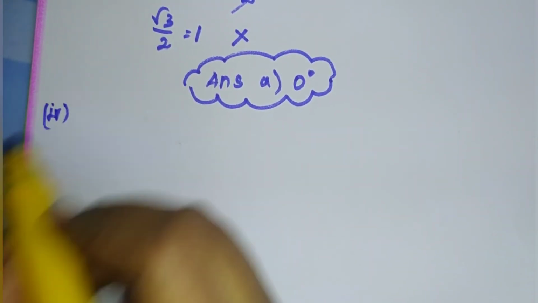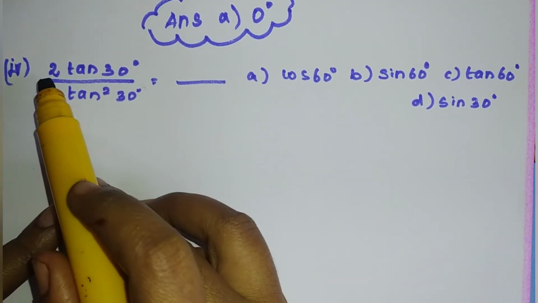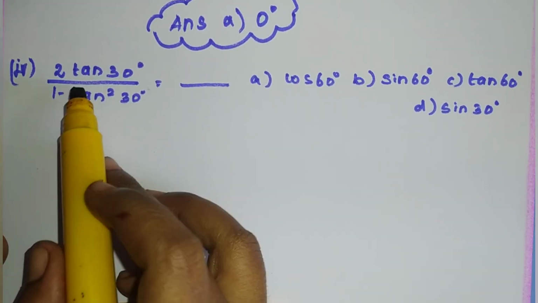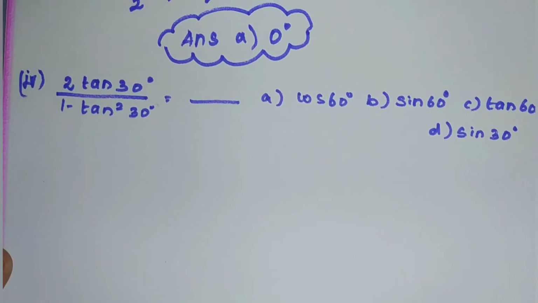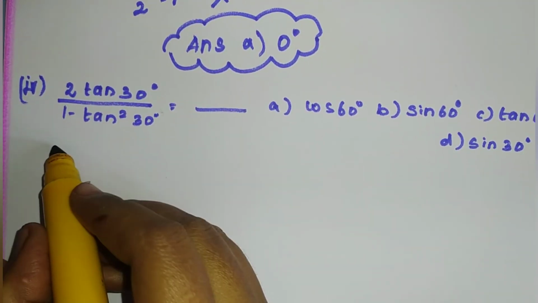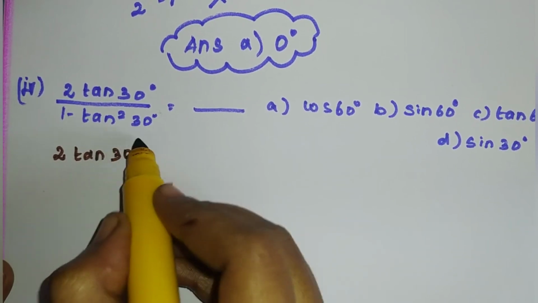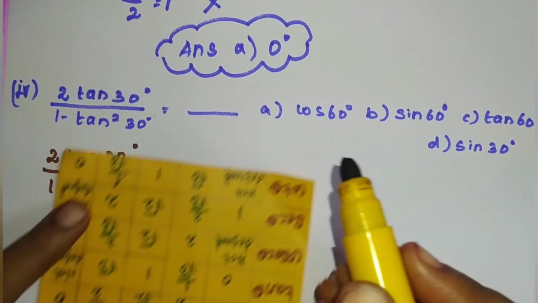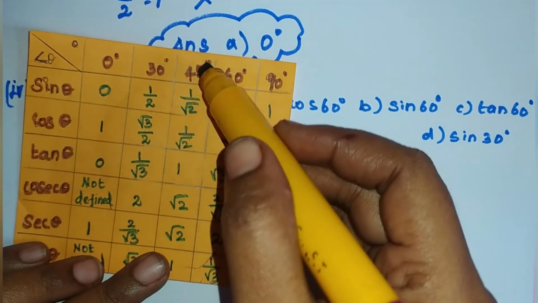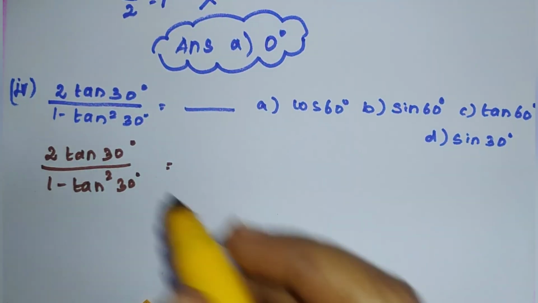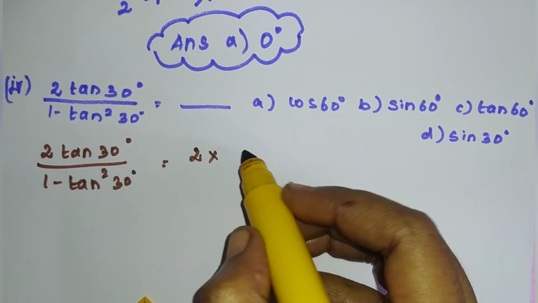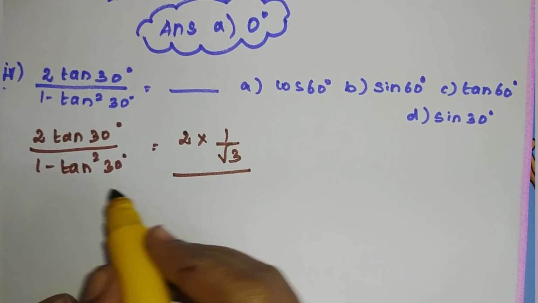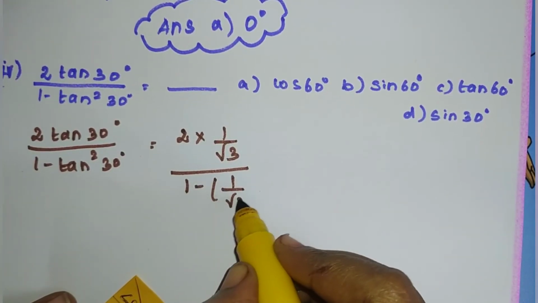Next, see the fourth subdivision. Problem: 2 tan 30 degree divided by 1 minus tan square 30 degree. So first we have to substitute for tan 30 degree. Clear? So write the question first. 2 tan 30 degree divided by 1 minus tan square 30 degree. So tan 30 degree is 1 by root 3. So 2 into 1 by root 3 divided by 1 minus 1 by root 3 the whole square.